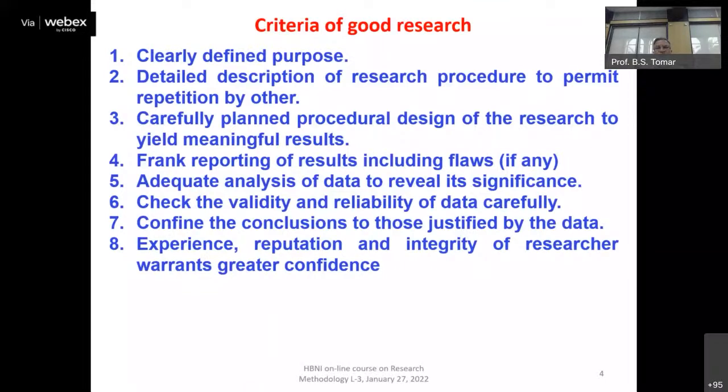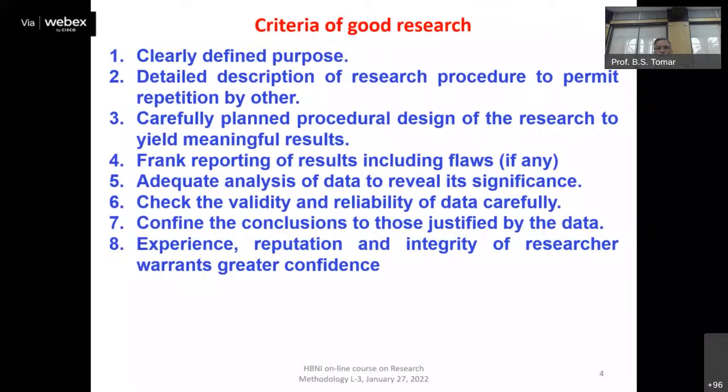Adequate analysis of data to reveal its significance. So many a times, signal to noise ratio is very important. We are looking for a very small peak in a large noise. So how significant is the signal or the peak? That's very important. You have to do proper statistical analysis to tell whether the peak is significant or not. Then check the validity and reliability of data carefully. So whatever data you are generating, they must be correct. They should be reliable.